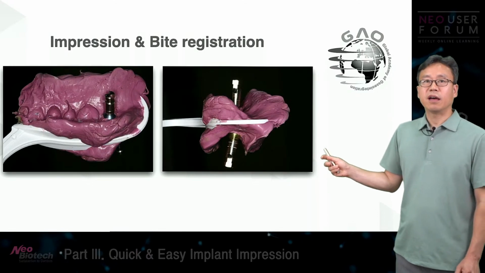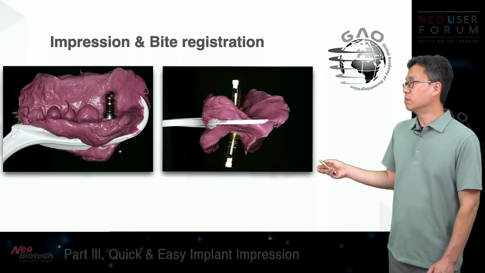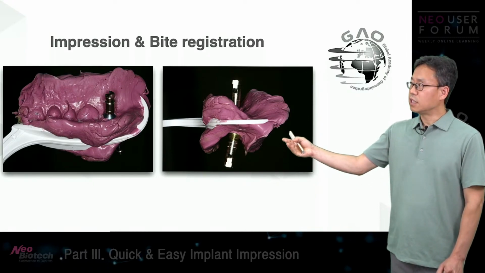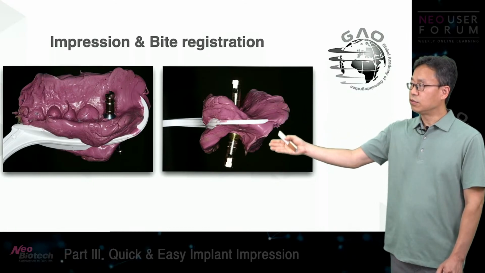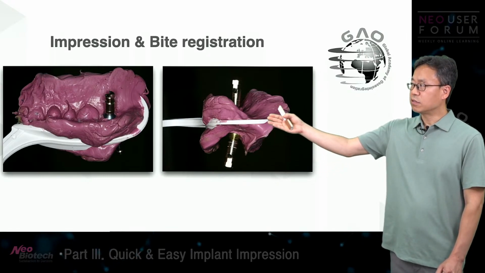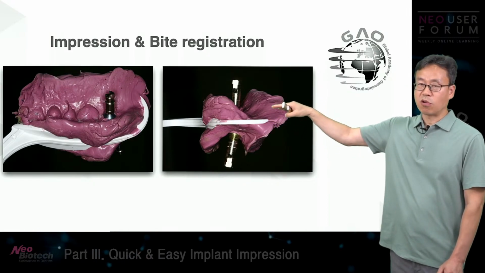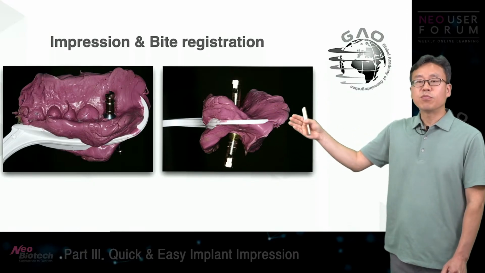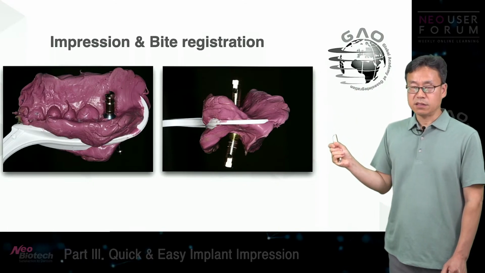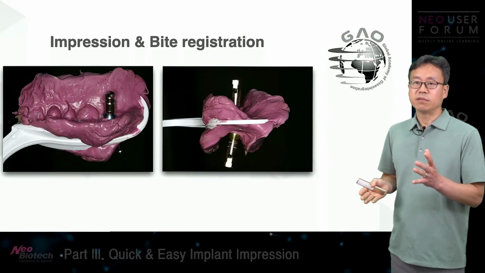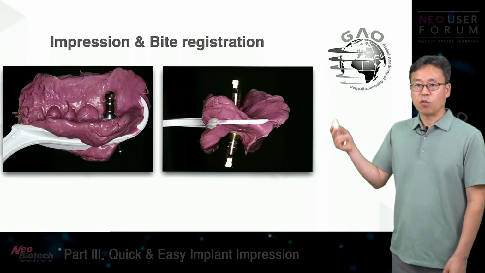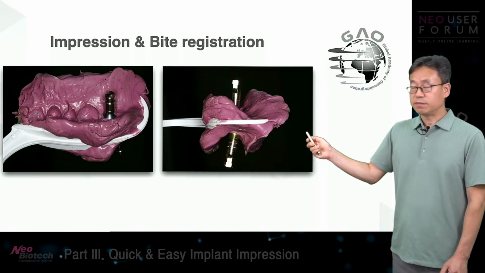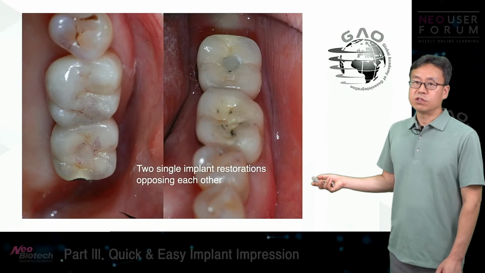Let me show you very interesting photos. This is a bi-tray impression. As you can see, two lab analogs sticking out of the rubber impression, which means I took an impression for two implants which are opposing each other, upper and lower arch, one implant each. I took the impression at once. This is the final result.